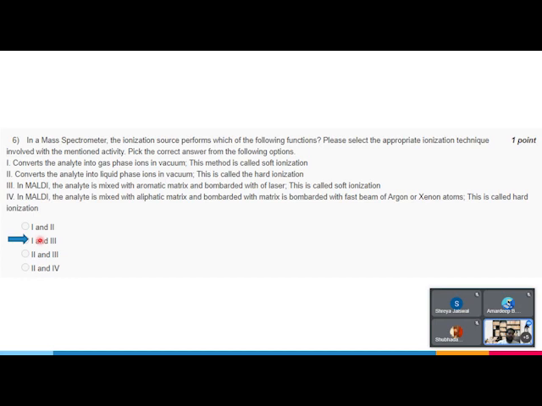So does anyone want to ask anything from this? What is solid phase ionization in case of mass spec? Okay, so I have not come across the term solid phase ionization. So let me just check.